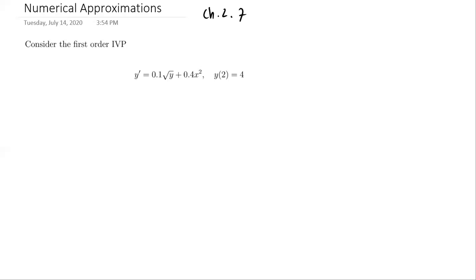Okay, so let's start. We're just going to consider this first order initial value problem. We have y prime equals 0.1 times the square root of y plus 0.4 x squared, and we want to find a solution that goes through the point (2, 4). Now, notice that if we wanted to solve this differential equation with the techniques that we have, well, there's a couple things we can do. You can check that this differential equation is not separable, right? It's not exact, and it's not linear. You can immediately see that it's not linear because you have the square root of y here.